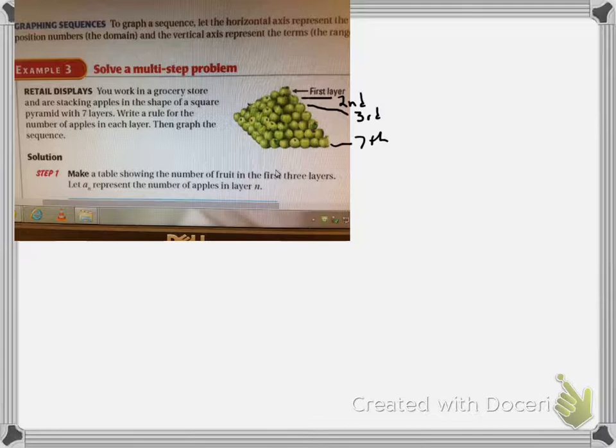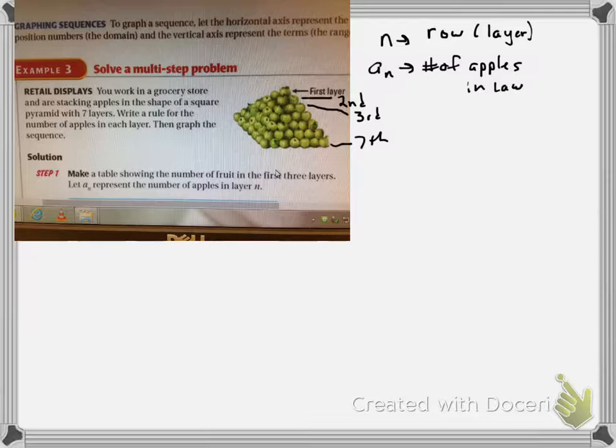Well, I think it's a good idea. If we're going to try to write a rule, we can try to make this into a problem like what we were just looking at. So let's call n the row or the layer of apples. And then a sub n is just the number of apples in that layer.